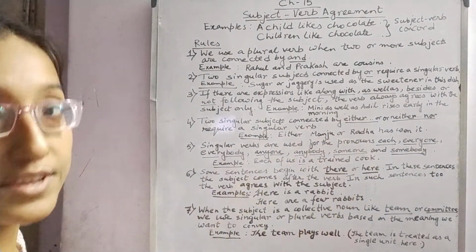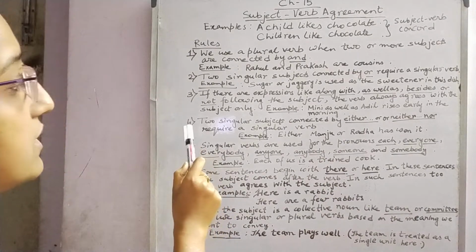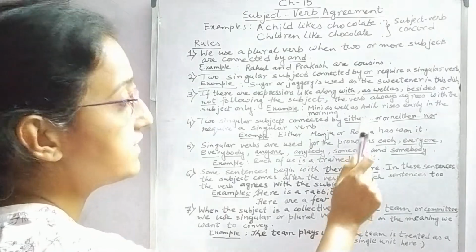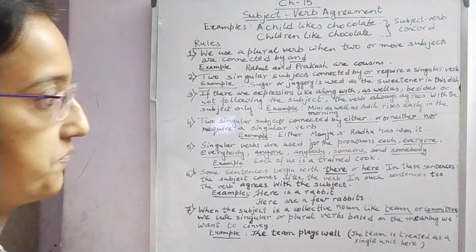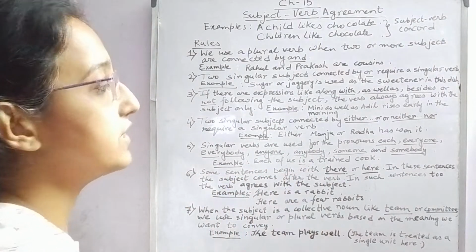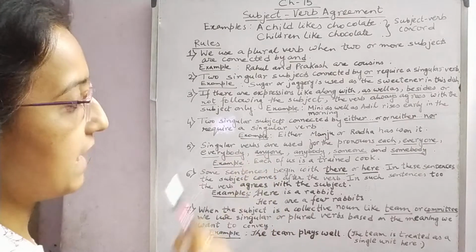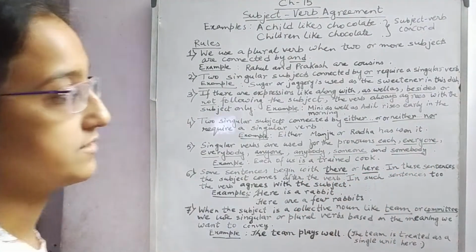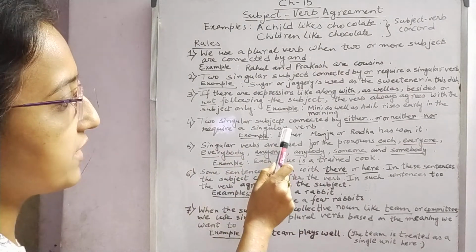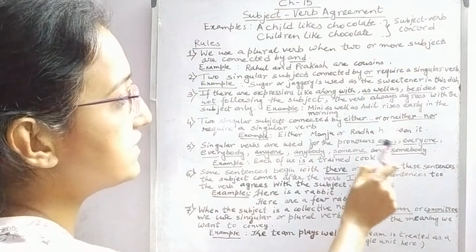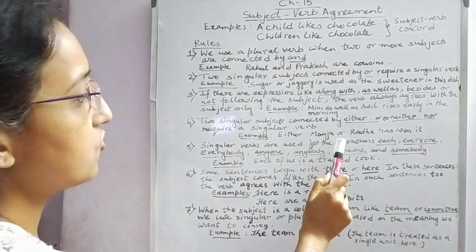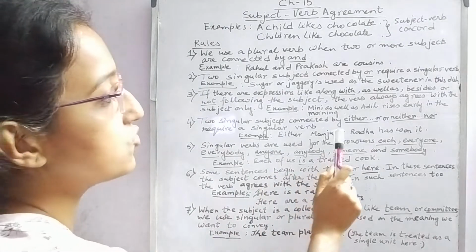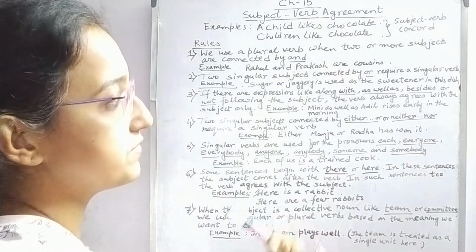Now the next rule, that is the fourth rule. Two singular subjects connected by either or neither nor require a singular verb. For example, either Manju or Radha has won it. Here, two singular subjects, Manju and Radha, are connected by either or. So, they require a singular verb as per the rule. The verb is has, which is a singular verb. Either Manju or Radha has won it.